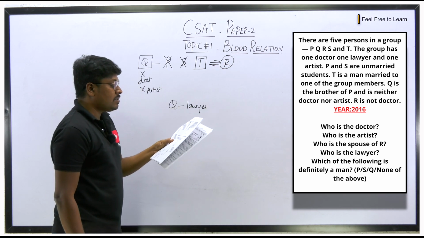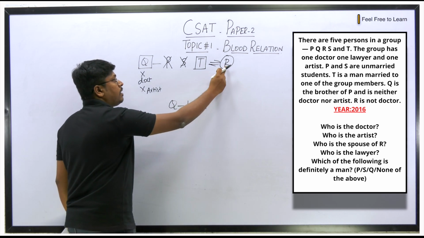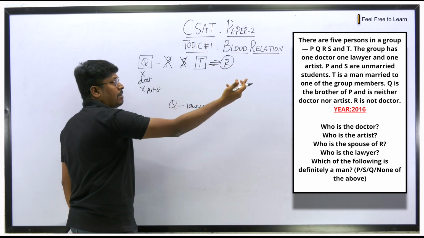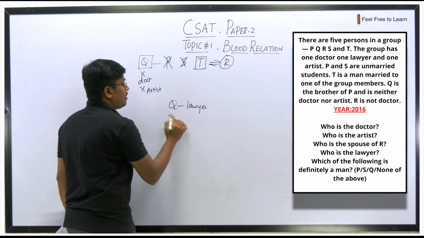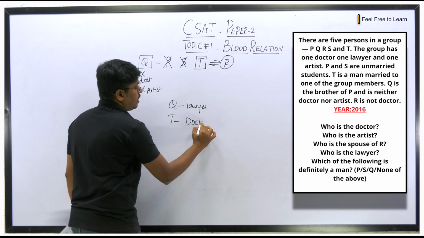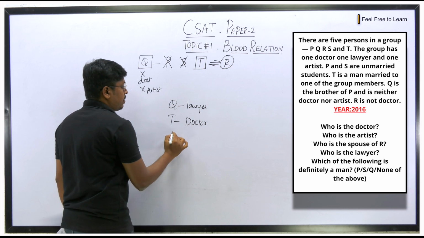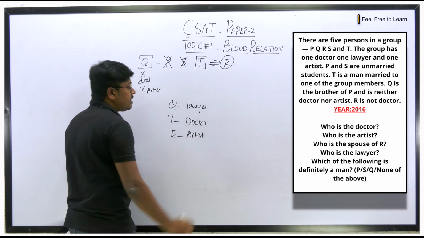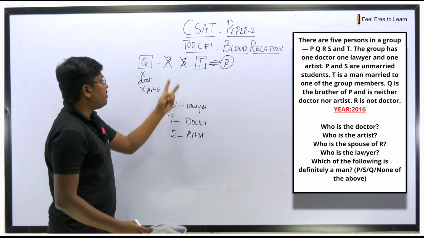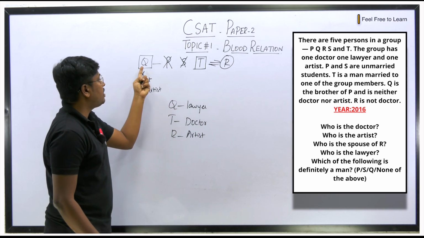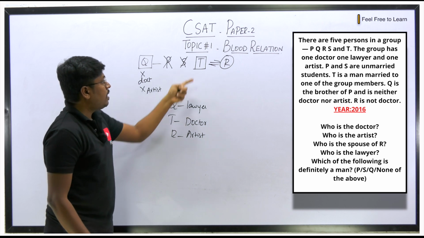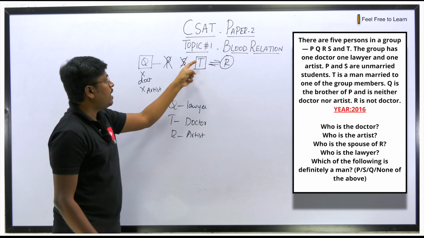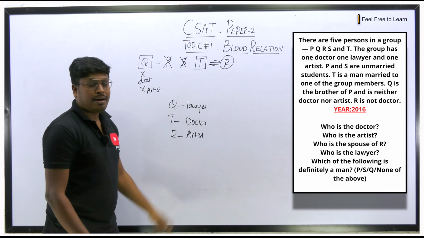So next, R is not a doctor. So if the person R is not a doctor, then what is the remaining profession that we have? So T will be definitely a doctor, right? So if R is not a doctor, then the only remaining one thing is artist. That's it, right? Easy question. So finally we fix that P and S are students. So P's brother is Q, who is a lawyer, and T and R are a married couple, and T here is a doctor and R is an artist.